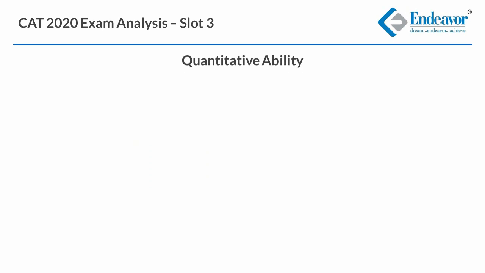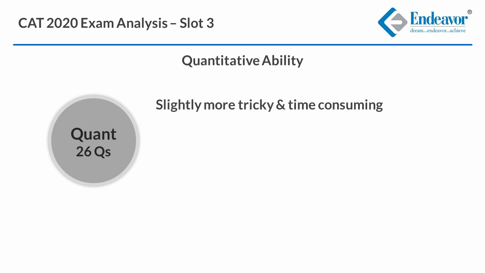Let's examine the QA sectional. QA slot 3, with a total of 26 questions, tilted the balance slightly towards algebra with around 11-12 questions of algebra. This tilt also made the sectional slightly more tricky and time consuming in comparison to the previous two slots. Questions on numbers were also missing in this slot.